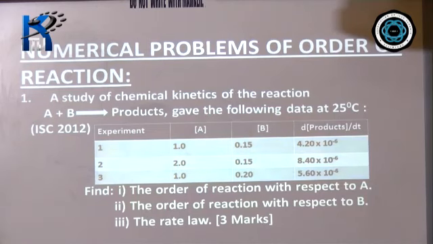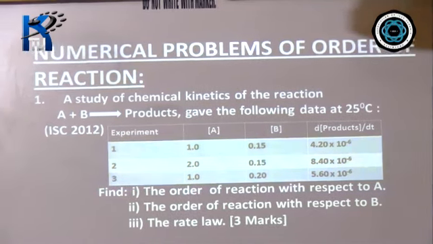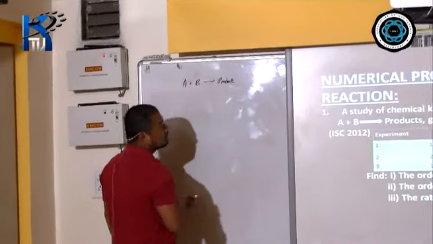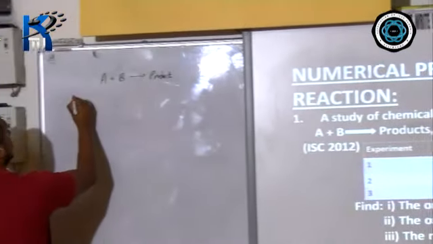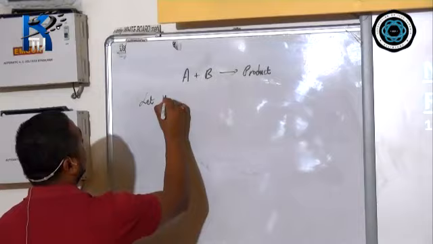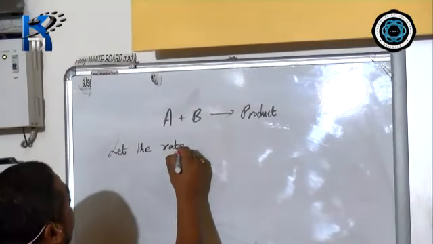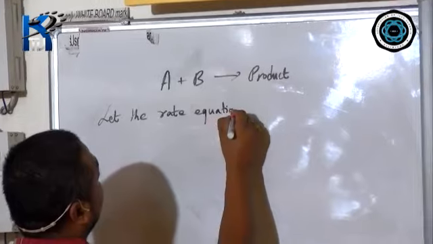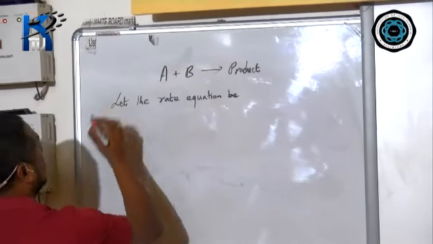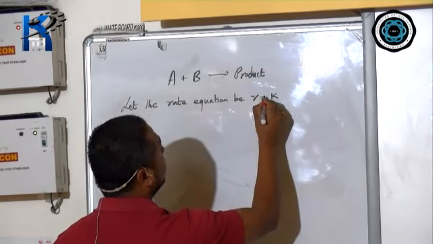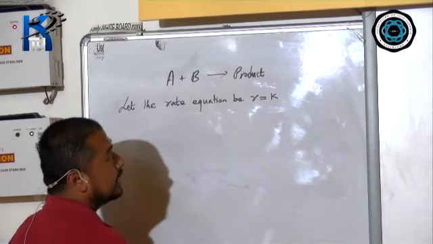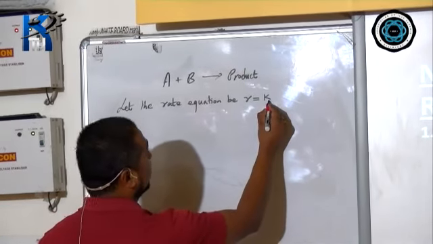Now, whenever such a question comes in your board exam, first you have to suppose the rate law. Since the reaction given to you is A plus B gives product, to find the rate law order, first you have to suppose the rate equation. So, I am supposing the rate equation this way. Let the rate equation be R is equal to K. Whenever you suppose a rate equation, students, you need to write R is equal to K first. This is rate of reaction, this is rate constant.